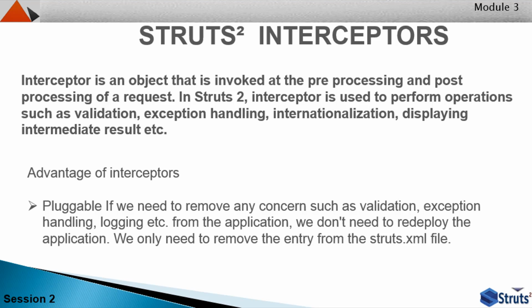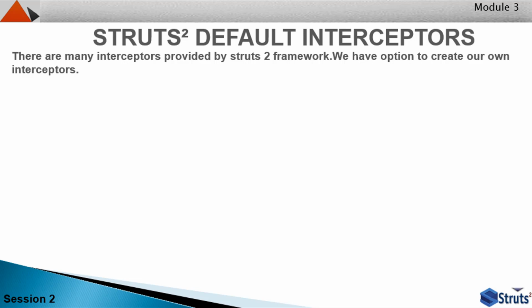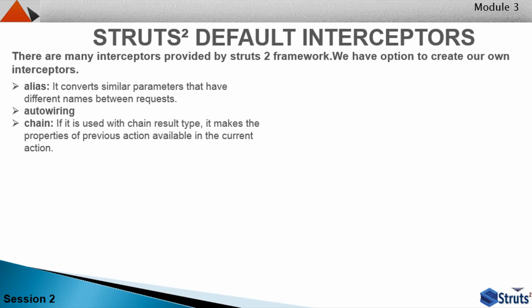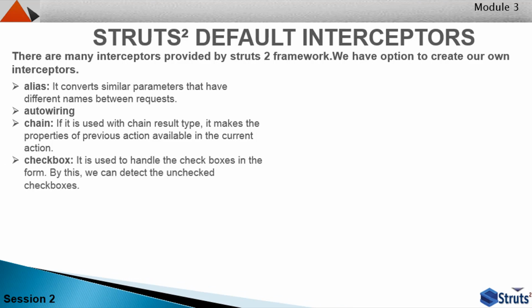Struts2 default interceptors. There are many interceptors provided by the Struts2 framework. We also have the option to create our own interceptors. The Struts2 default interceptors are as follows. Alias: it converts similar parameters that have different names between requests. Auto wiring. Chain: if it is used with the chain result type, it makes the properties of the previous action available in the current action. Checkbox: it is used to handle the checkboxes in the form. By this, we can detect the unchecked checkboxes.